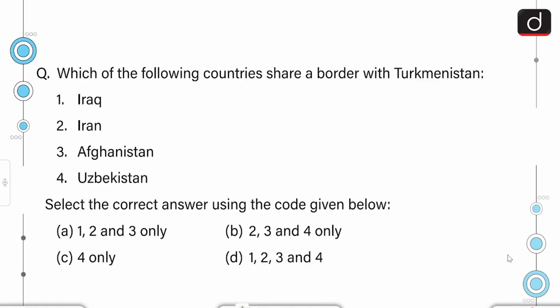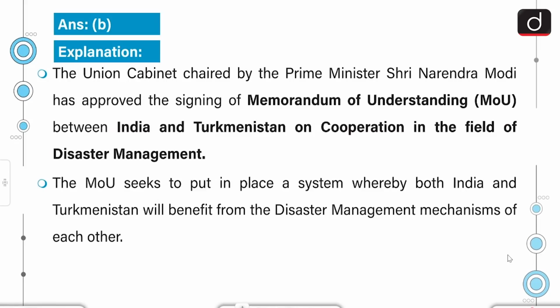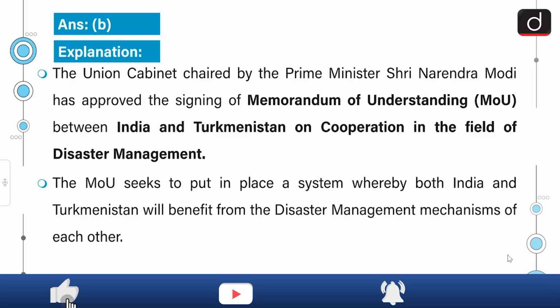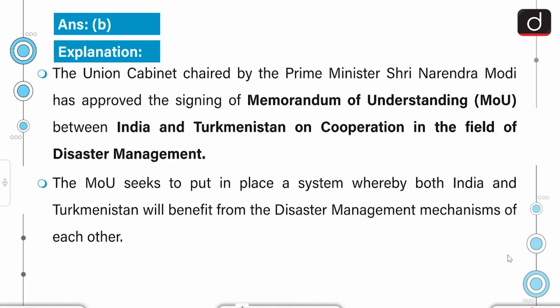The next question asks us which of the following countries have a border with Turkmenistan: Iraq, Iran, Afghanistan, Uzbekistan. Turkmenistan has its borders with Iran, Uzbekistan, and Afghanistan. So 2, 3, and 4, option B is correct. The Union Cabinet, chaired by Prime Minister Shri Narendra Modi, has approved the signing of a Memorandum of Understanding between India and Turkmenistan on cooperation in the field of disaster management. The keyword here is disaster management, India and Turkmenistan.